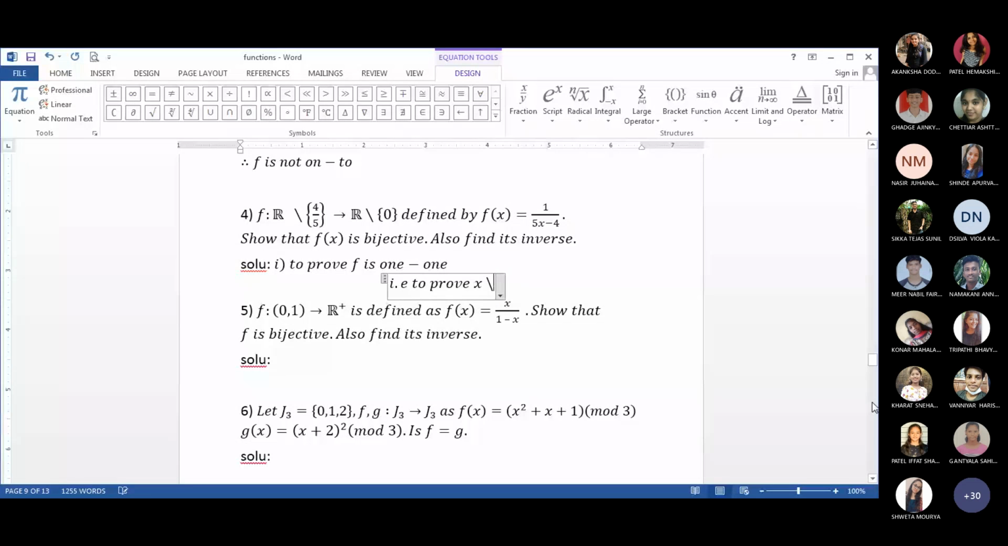that is to prove two different elements in the domain, that is to prove for x, y belonging to the domain, x not equal to y should imply f of x not equal to f of y, or that is what it says, two different elements in the domain should have two different images in the codomain.